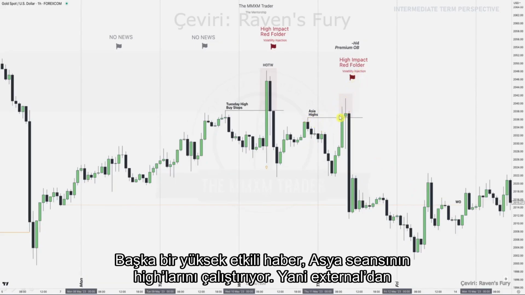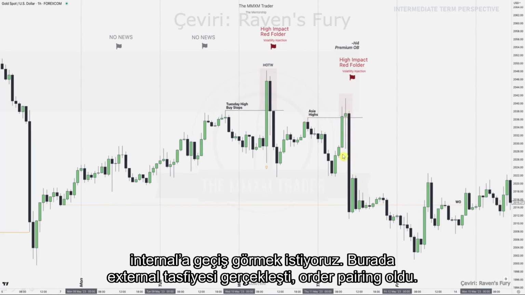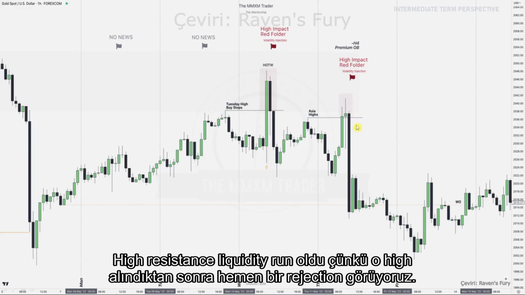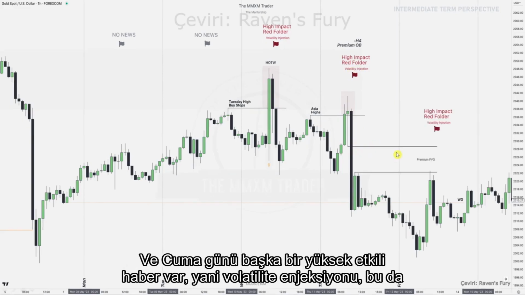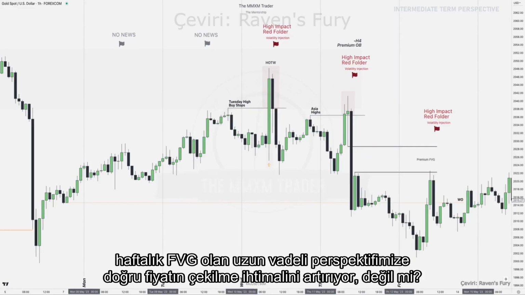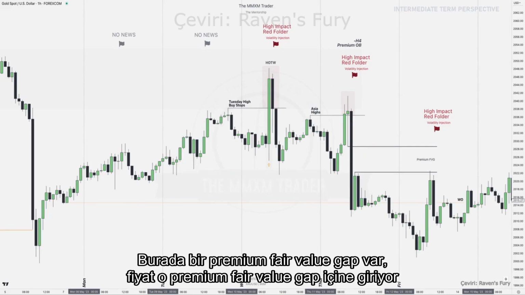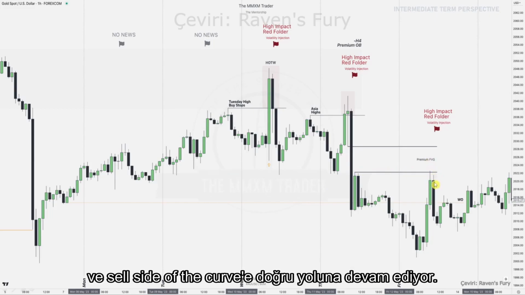So we want to see that external range back to internal, right? And then we got this external raid over here. Order pairing, high resistance liquidity run, because we see an immediate rejection after we take out that high, right? And Friday we have another high impact red folder, right? Volatility injection, making it even more probable to draw into our longer term perspective, which is that weekly fair value gap, right? We got a premium fair value gap over here. We dip into that premium fair value gap, and we still continue our way down into the sell side of the curve.